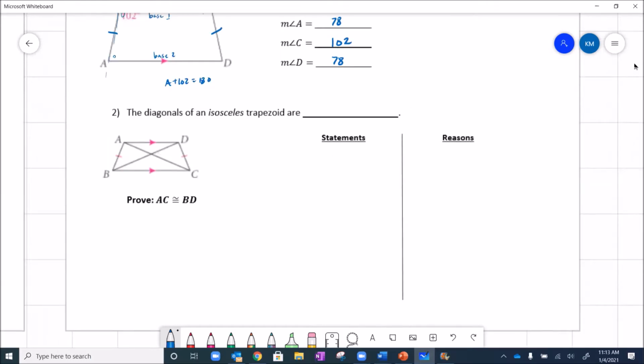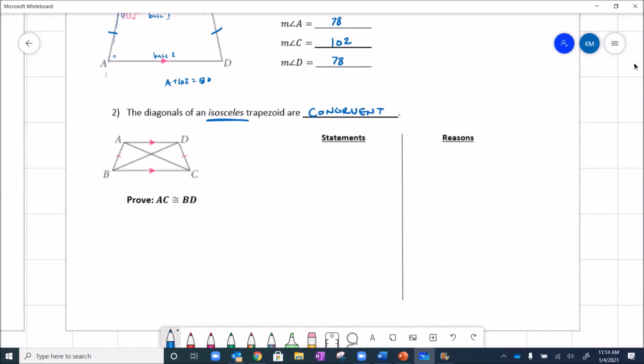Number 2, the diagonals of an isosceles trapezoid are congruent. Again, notice that it's an isosceles trapezoid. It's not just a trapezoid, it's an isosceles trapezoid. The diagonals are congruent.